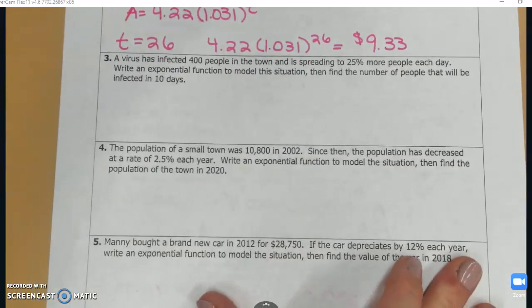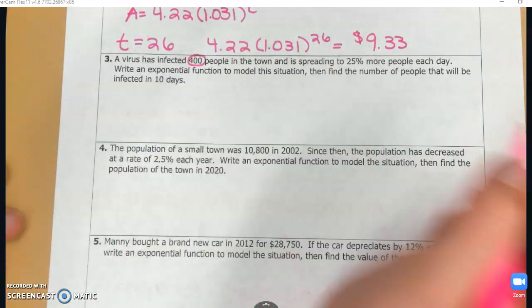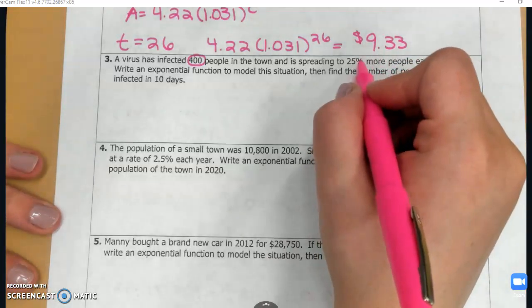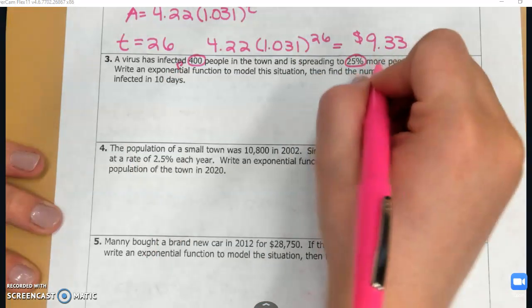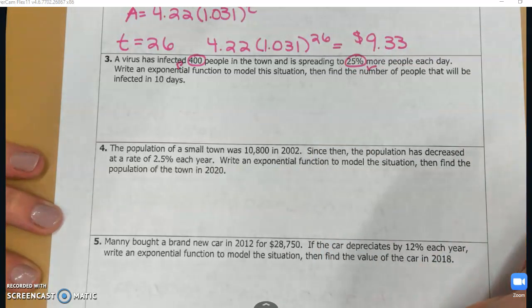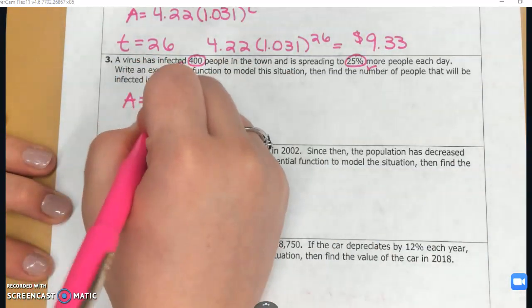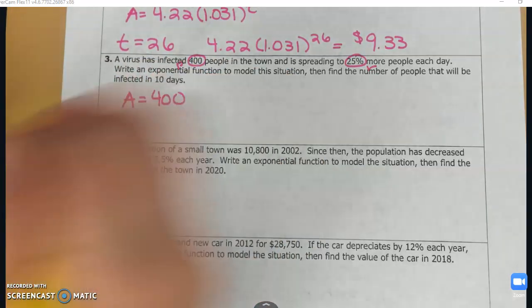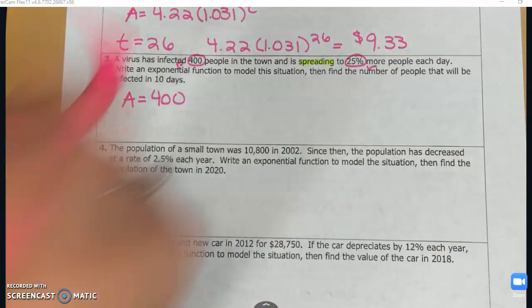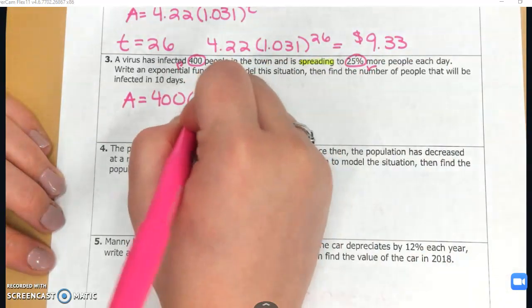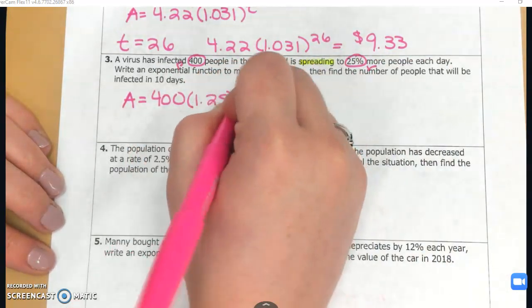All right, a virus has infected 400 people in a town and is spreading by 25% more people each day. Write an exponential function to model the situation. Find the number of people that will be infected in 10 days. So, again, we are spreading this disease. So that's telling me that this is going to be increasing. So 1 plus 25%, that's going to be 1.25 to the t power.